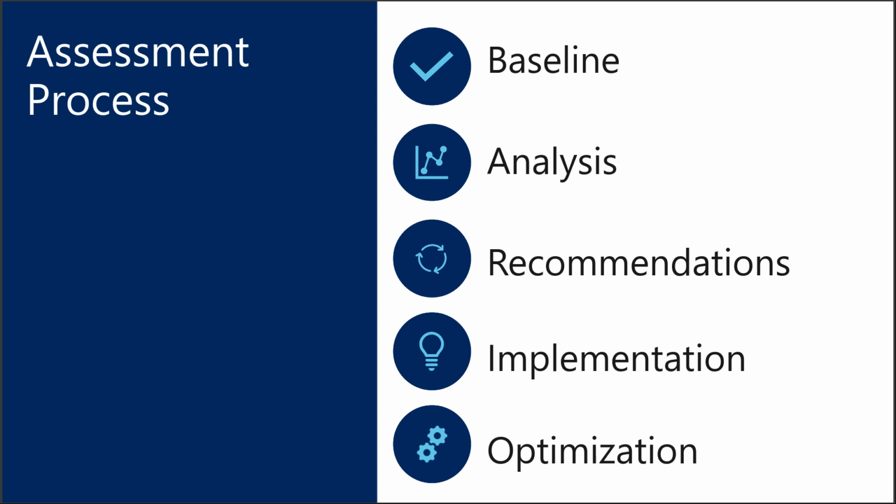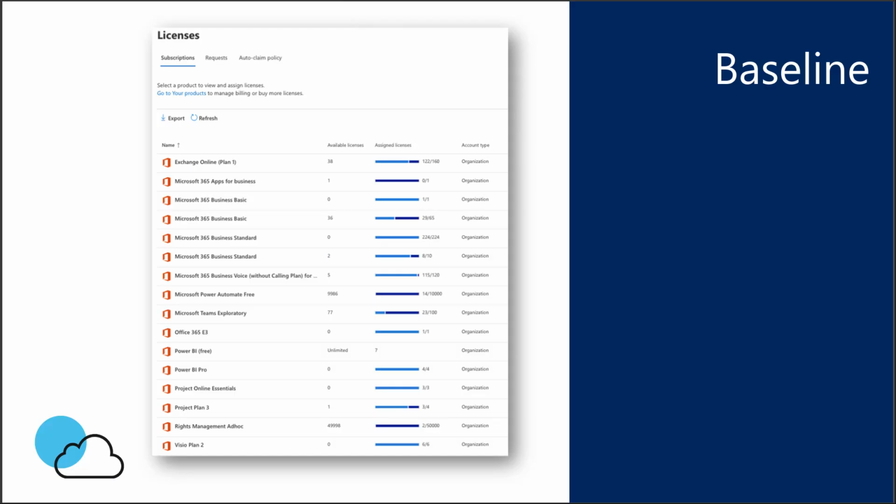assigned, what's being used. We'll take a deeper examination of the user accounts. Then we'll make some recommendations on how the licenses can be modified to better utilize your spend. Next would be implementation, where our team would make the changes from the recommendation stage. And all of these steps combined would lead to an optimization of your Microsoft 365 licenses. So let's dig in and talk about what the baseline is.